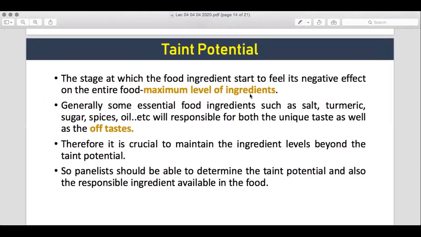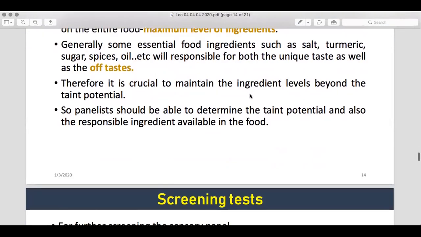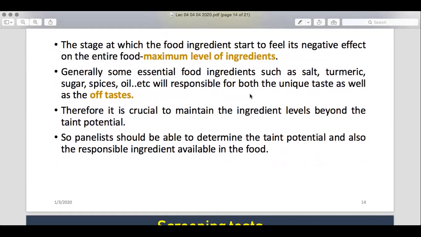And taint potential is one of the very important test methods. Here we are going to select and analyze the negative effect for the product. It means the maximum level. As an example, when we are preparing plain tea using tea, there is a maximum level of ingredients. If we add more than that, we can't drink it. And for salt, that is a very common example, there is a maximum level of ingredient. We can't consume after that.